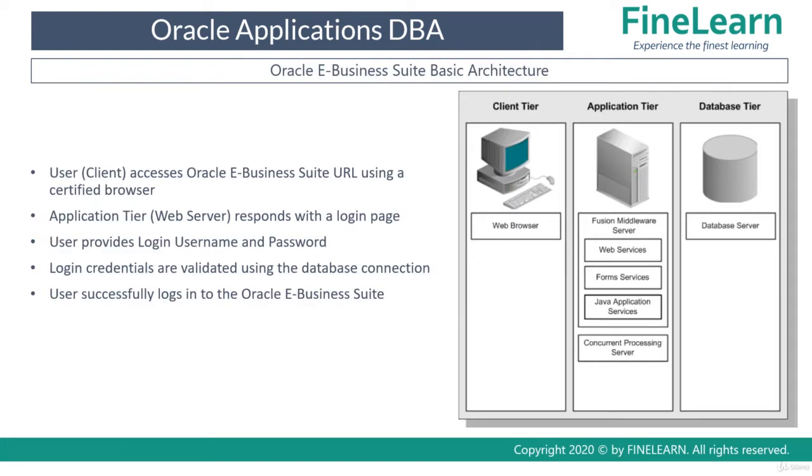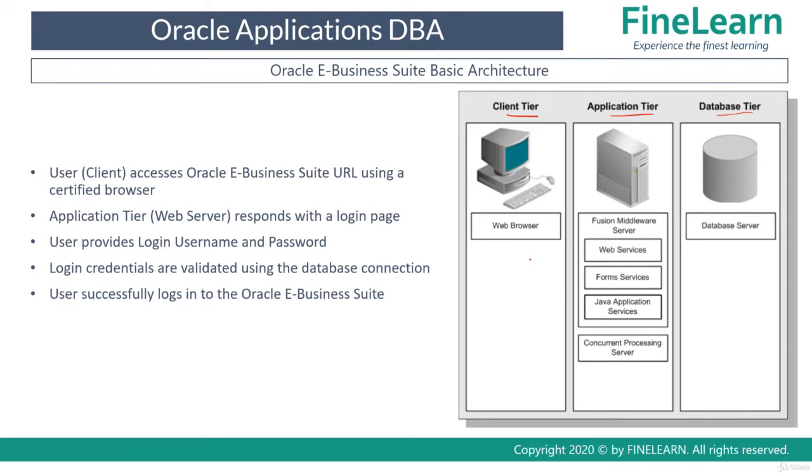Now let us have a brief look at the architecture of Oracle Business Suite. The Oracle Business Suite is basically a three-tier architecture. So as you can see in the picture here, there is something called a client tier, an application tier and a database tier. The client tier is nothing but the end user using his laptop or desktop, a system basically with a browser to access Oracle Business Suite.